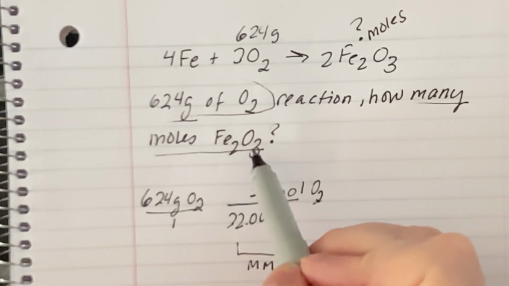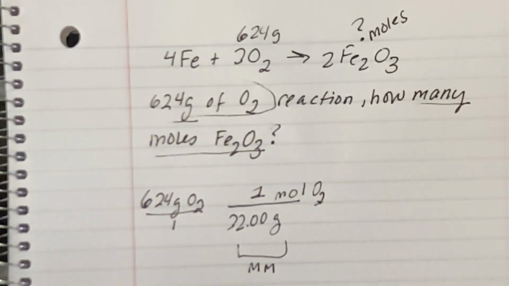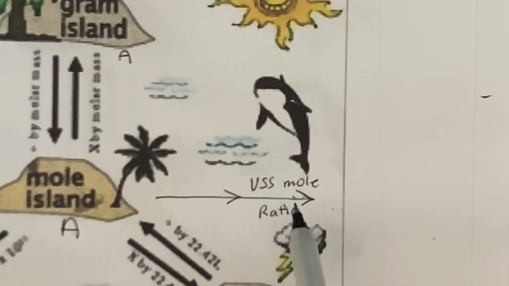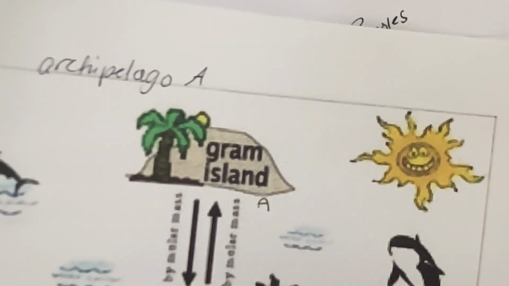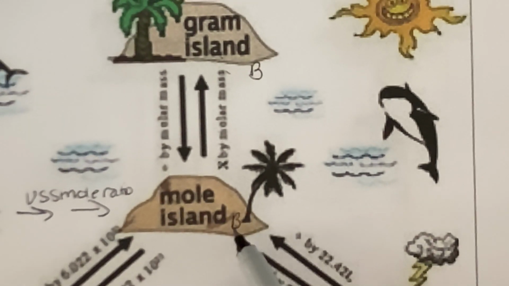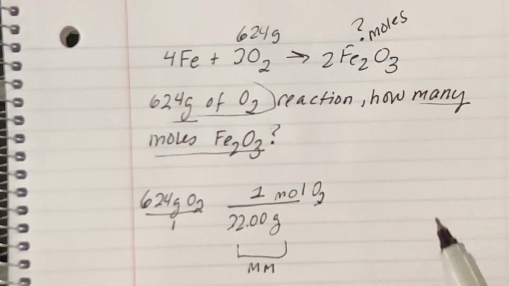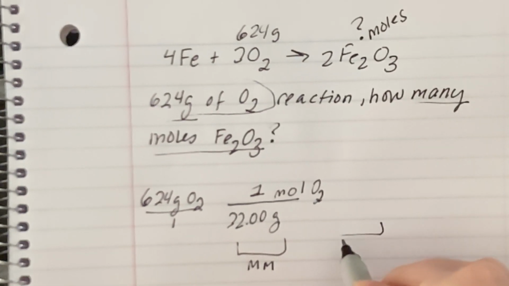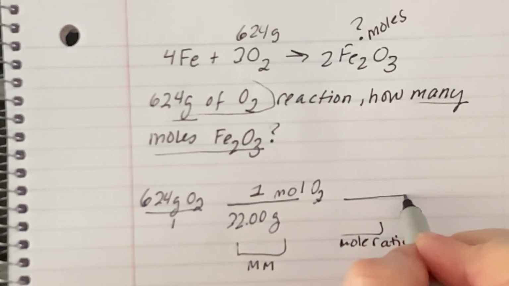But we want moles of iron(III) oxide, and that's where coming across that mole ratio right there comes in. The mole ratio is the only one that can take us from mole island A to mole island B, to the mole island of the second chemical. So here's where we would use our mole ratio. And where do we get the mole ratio? Right off of the reaction.